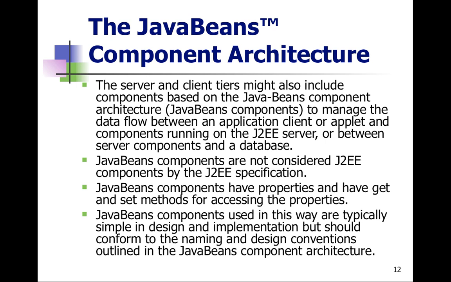So the components themselves have properties, with get and set methods for accessing the properties in terms of the beans that are housed inside of the components. They're used in various different ways, typically simple in design, and implementation should conform to the naming and the design conventions outlined in the Java Bean component architecture.